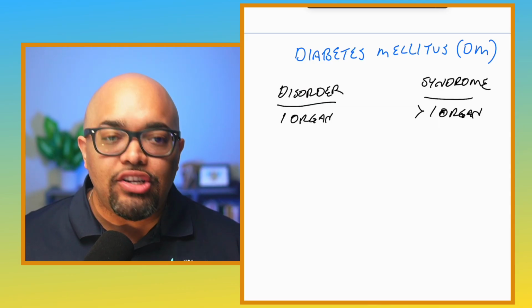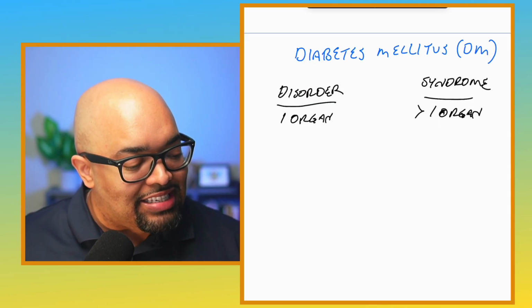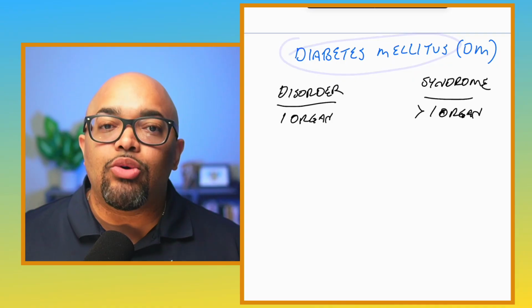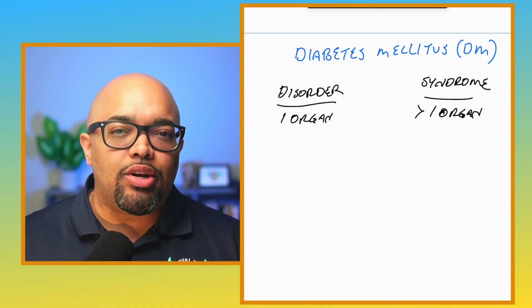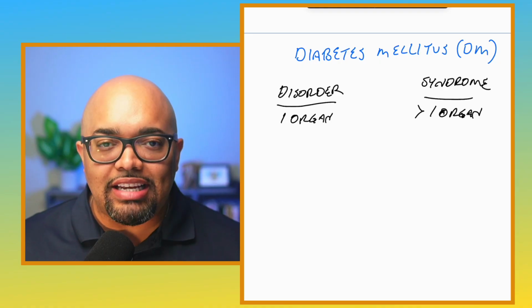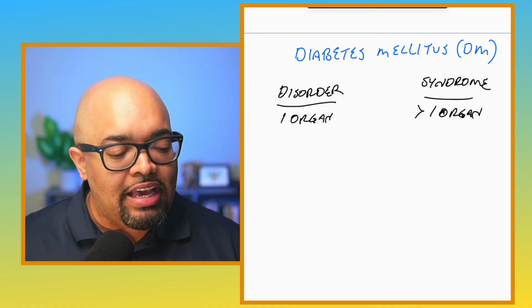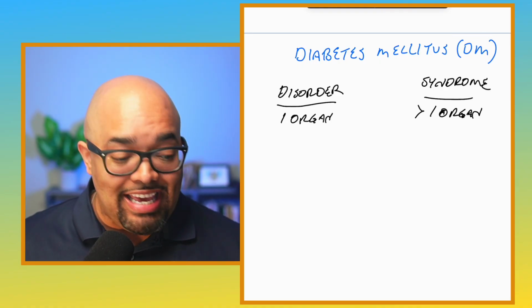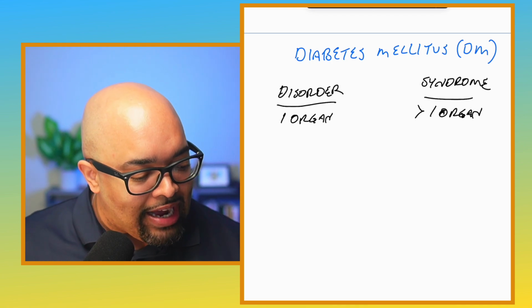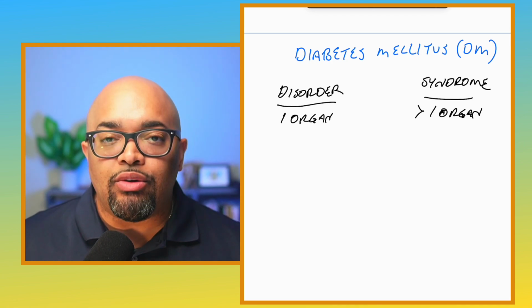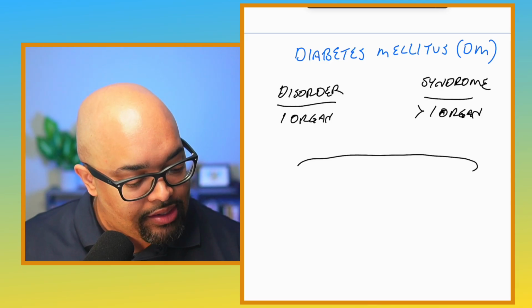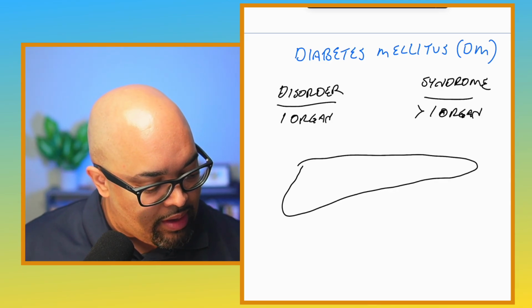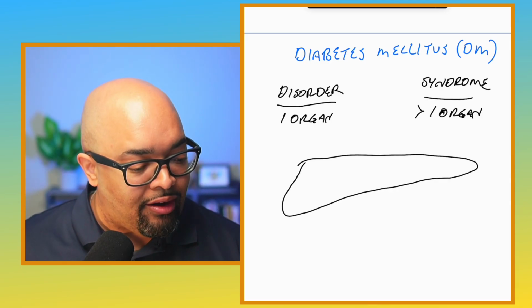Now, the official name for diabetes is diabetes mellitus. You'll hear some people pronounce that differently, but I want you to pronounce it as diabetes mellitus. That's most commonly accepted. It's also abbreviated as DM. Now, I said it's a disorder involving one organ, and that organ is going to be the pancreas.